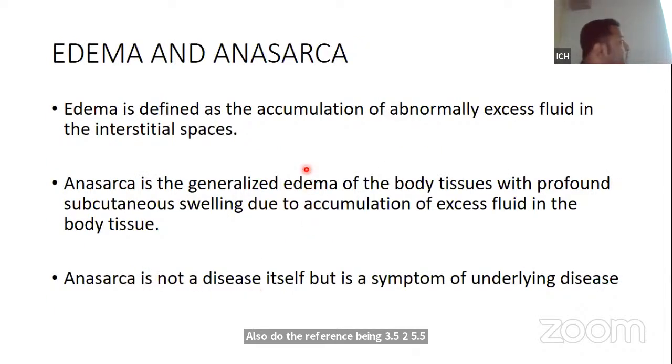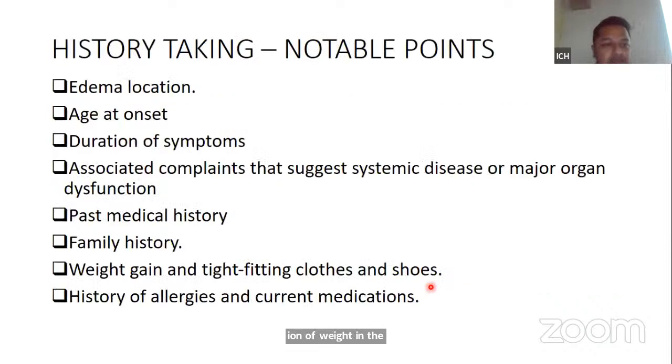Now, what is edema and what is ANASARCA? Edema is defined as the accumulation of abnormally excess fluid in interstitial spaces, and ANASARCA is generalized edema of the body tissues with profound subcutaneous swelling and also accumulation of fluid in the serous sacs. ANASARCA is not a disease itself, but it is a symptom of underlying disease.